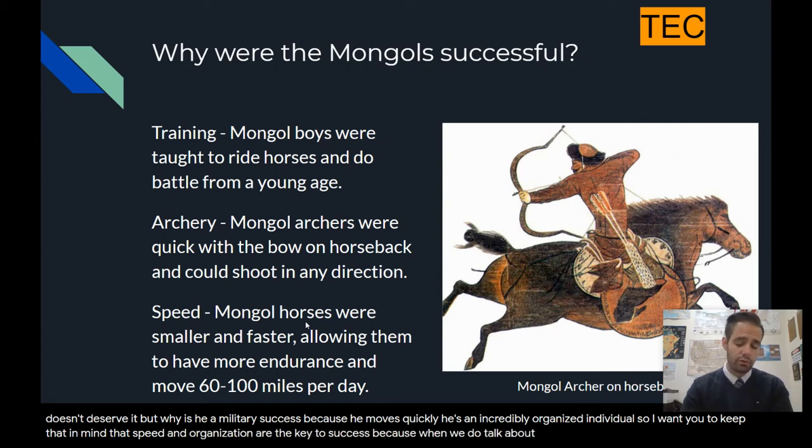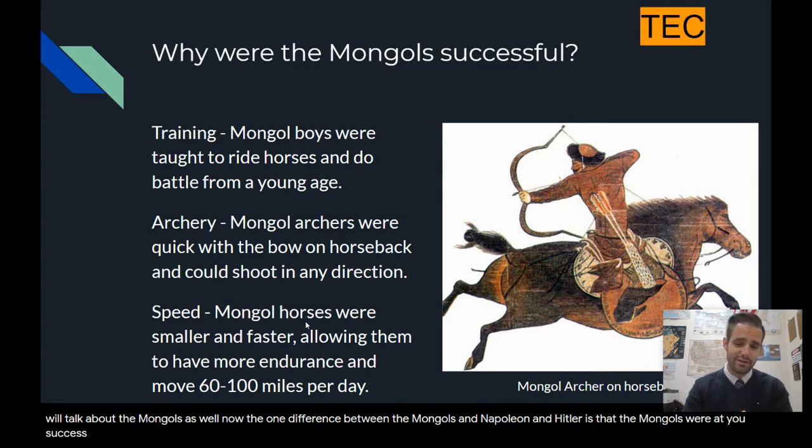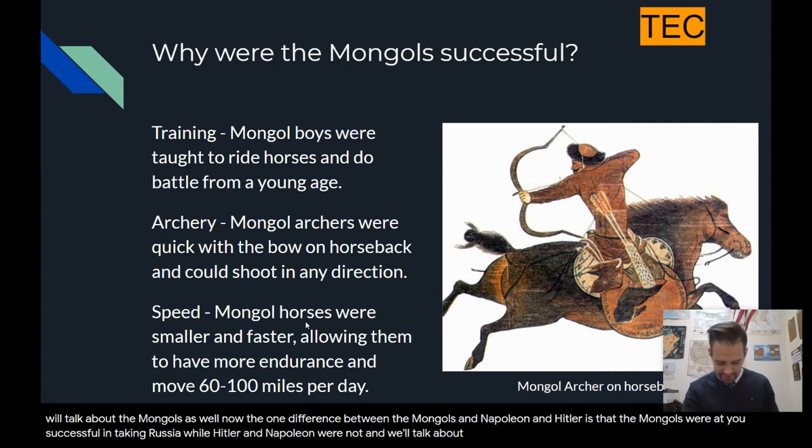Because when we do talk about Napoleon and we do talk about Adolf Hitler, I will talk about the Mongols as well. Now, the one difference between the Mongols and Napoleon and Hitler is that the Mongols were actually successful in taking Russia while Hitler and Napoleon were not. And we'll talk about that a little bit later as well.